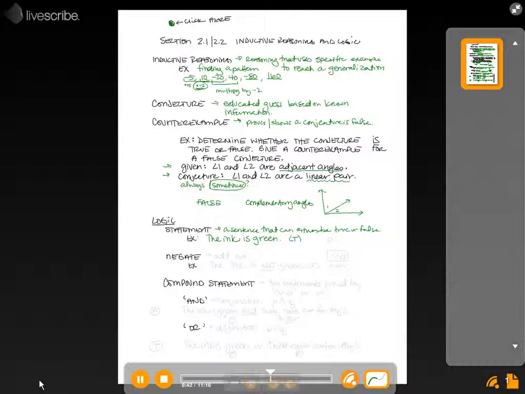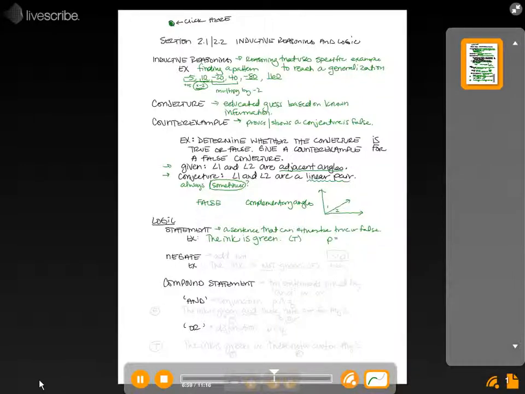Now, we can give a statement a name, and usually we use the letter P. P and Q are the two most commonly used. So I could say statement P equals this over here, the ink is green, and then instead of writing out the ink is green every time, I could just write the letter P.